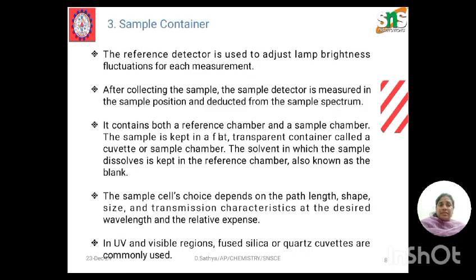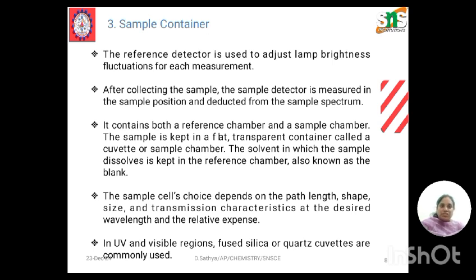The sample container section has a reference detector used to adjust for lamp brightness fluctuation in each measurement. After collecting the samples, the sample detector measures the sample and detects the sample spectrum. It contains both the reference chamber and the sample chamber. The sample is kept in a flat transparent container called a cuvette, or sample chamber. The solvent in which the sample dissolves is kept in the reference chamber, also known as the blank solution.